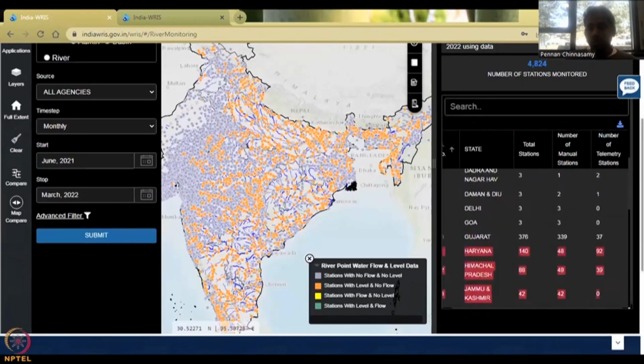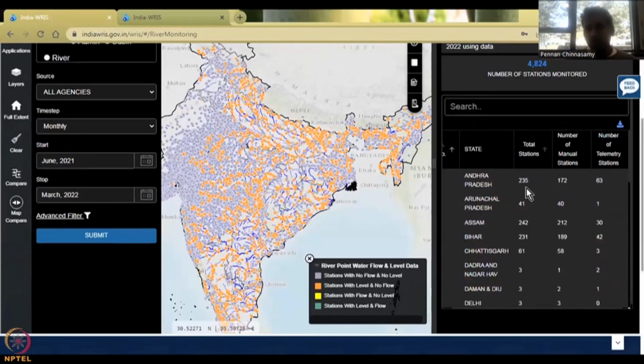Okay, so you have all these states and the number of stations that are being monitored, and how many of them are manual. Manual is where they go and take the measurement in a periodic fashion, not daily, but some of them are mentioned as daily. And then there are a lot of telemetry stations. Out of the total, you could see around 30% are telemetry. Telemetry would directly relay the data, and that data comes to your dashboards and so on.